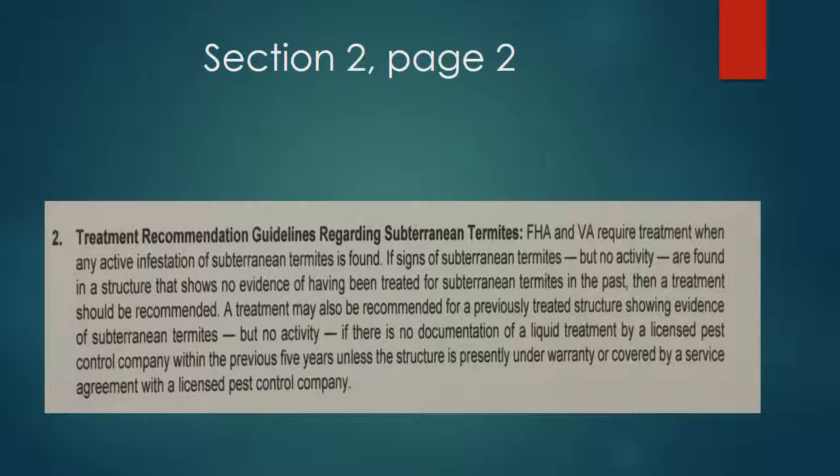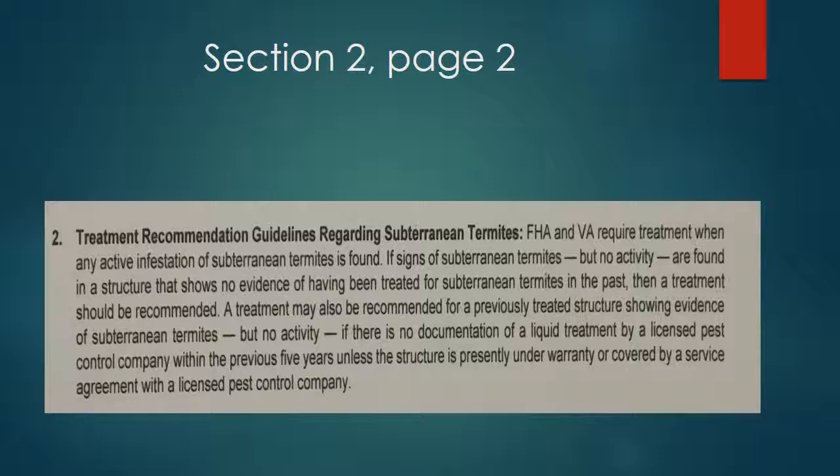The next line says, if signs of subterranean termites but no activity are found in a structure that shows no evidence of having been treated for subterranean termites in the past, then a treatment should be recommended. So anytime you see staining, a shelter tube, some damage, whatever the case may be, if there's no evidence of treatment for FHA and VA, you're going to need to mark that up, recommended for treatment. And this is important because I don't think most of us ever think to read this area or look at this. That's a sales opportunity for you because you may not have marked up staining on a standard conventional mortgage letter, but for FHA and VA you're going to need to. So again, that's a great sales opportunity for us out there in the field.